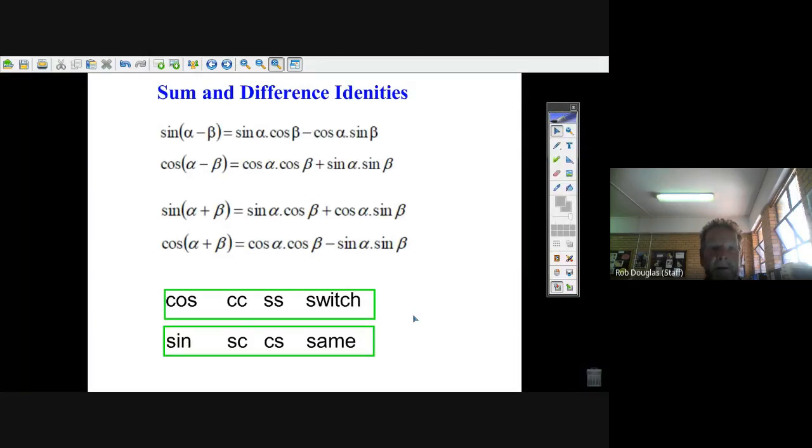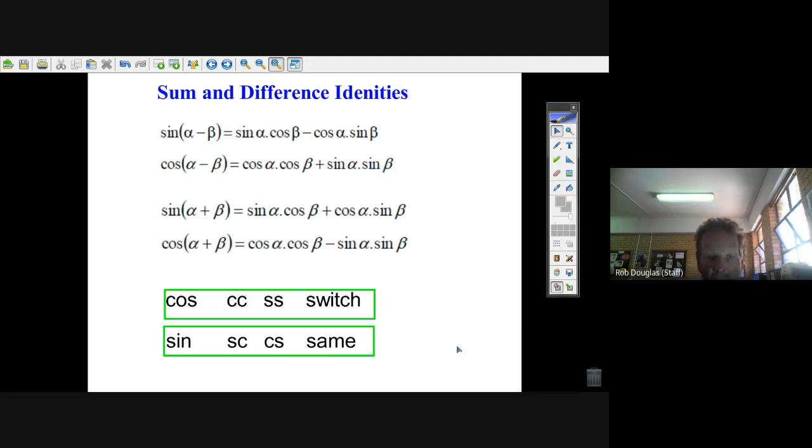Okay, we're going to look at these sum and difference identities. These four sum and difference identities are given on your formula sheet. Let's look at the cosine ones first. It turns out that the cosine of two angles subtracted is the product of the cosine of those two angles plus the product of the sine of those two angles.